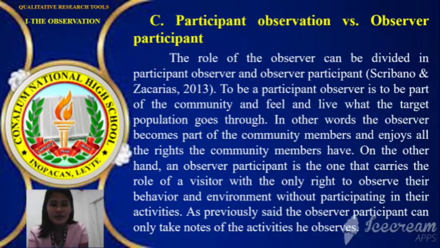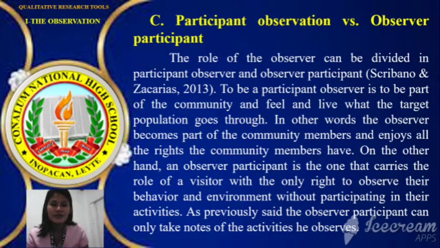On the other hand, an observer participant is the one that carries the role of a visitor with the only right to observe their behavior and environment without participating in their activities. As previously said, the observer participant can only take notes of the activities he observes. An observer participant is common in schools. There are researchers who will go to other schools in order to observe how the teacher teaches, for example, how the students behave during class discussion. So what they're doing is simply observing the class.